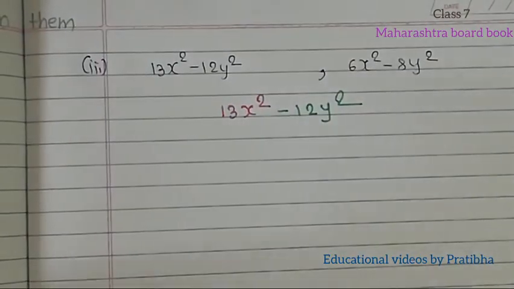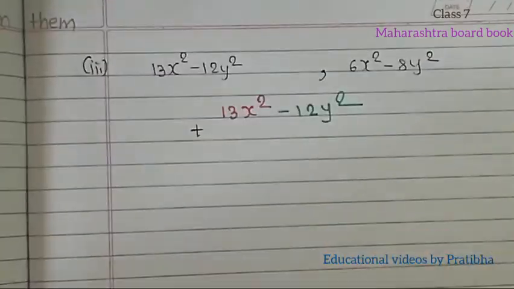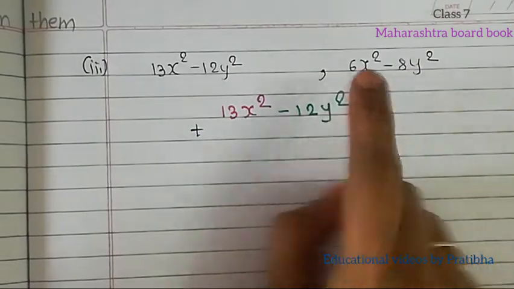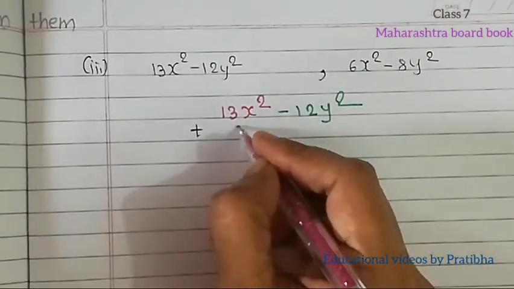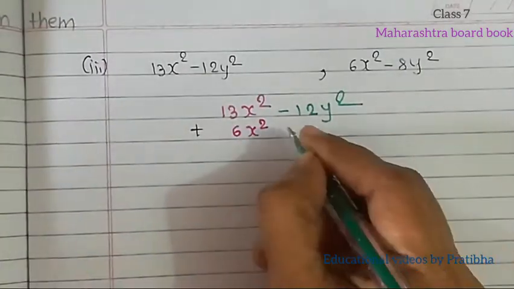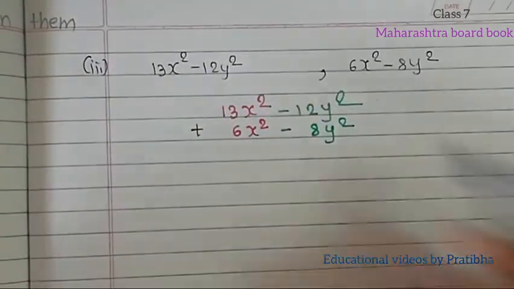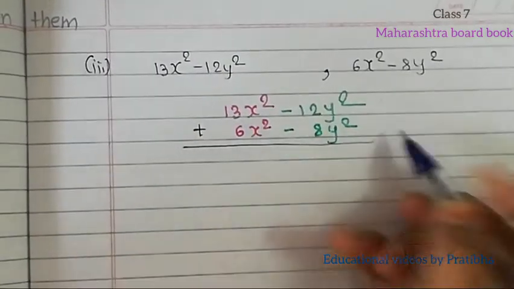Now I am going to write the second expression. Since it's addition, I'm going to write plus sign. In second expression, first term is 6x square, so I'm going to write it here. Minus 8y square. So let us work on this.